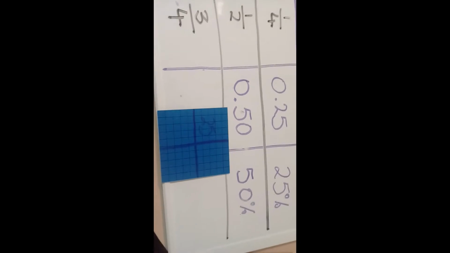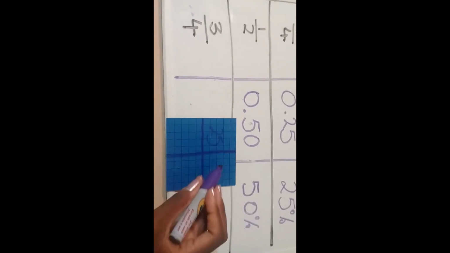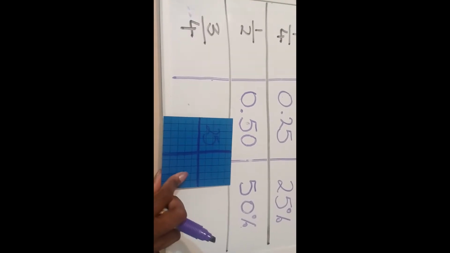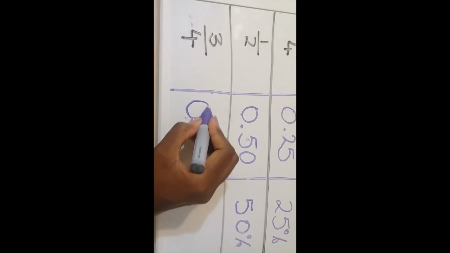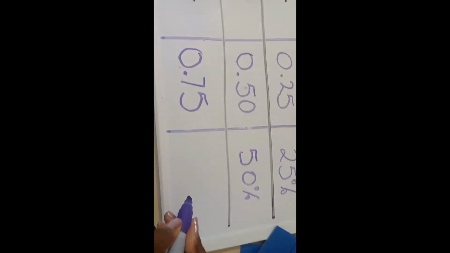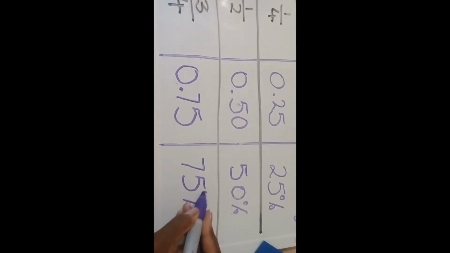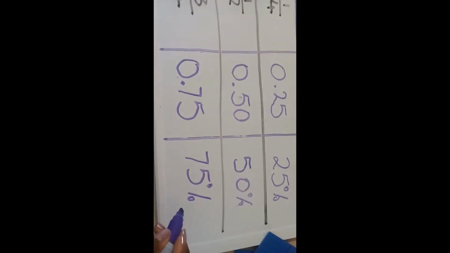Well, if I take back out my little 100 square and I look for 3 sections, I've got 25 plus 25 plus 25. How much is that? 0.75. So my decimal is 0.75. And my percentage, 75%. 75 out of 100.